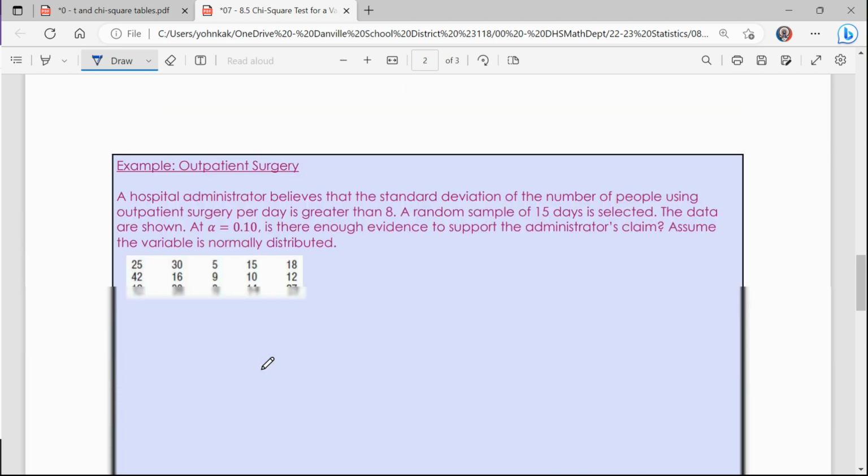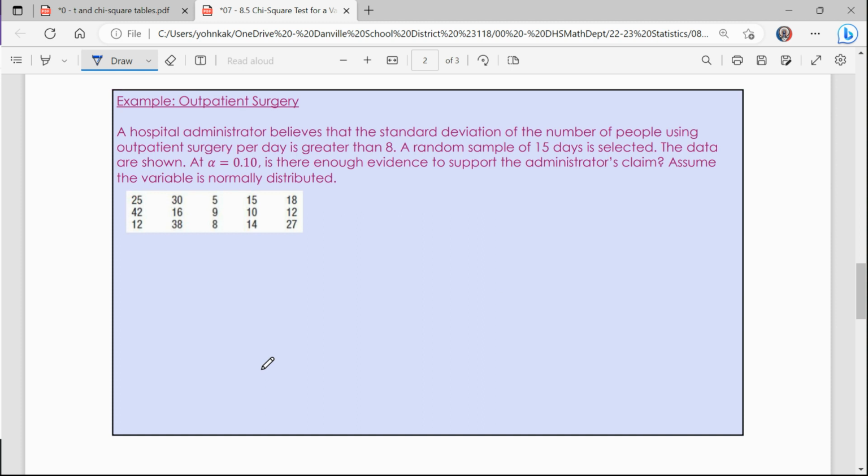Okay, next example has to do with outpatient surgery. A hospital administrator believes that the standard deviation of the number of people using outpatient surgery per day is greater than 8. A random sample of 15 days is selected. The data are shown at alpha equals 0.10. Is there enough evidence to support the administrator's claim? Assume the variable is normally distributed.